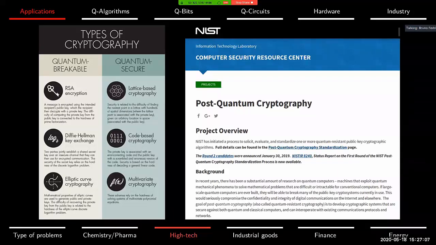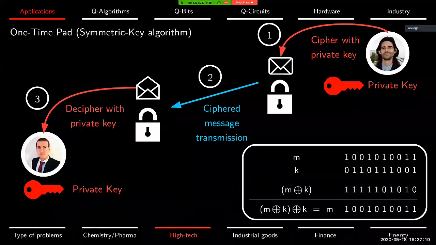Another way to do it is to implement symmetric key algorithms. So with symmetric key algorithms, you have the same key for everybody, but this time the key is private. I cipher the message with the private key. I send the cipher message to my colleague, and because my colleague has the same private key, he can then decipher the message. So you have an illustration of it in the right corner.